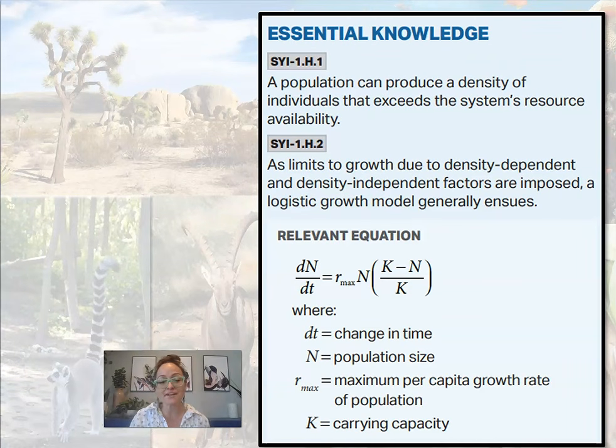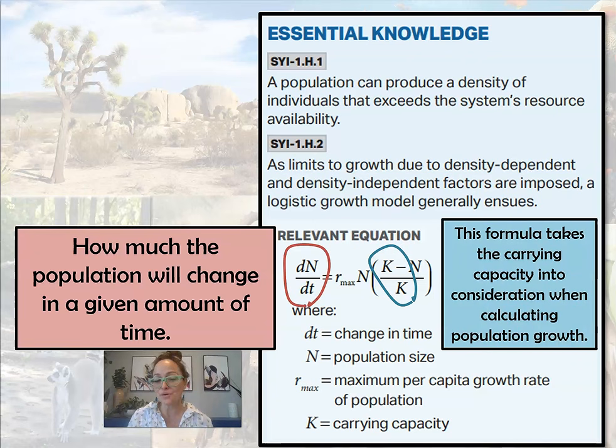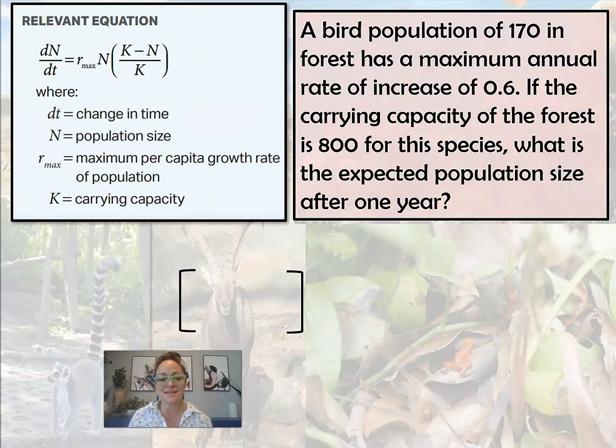So there is a formula that goes with taking into account carrying capacity. Here, I like to think about this left-hand side as how much will the population change in a given amount of time. So we have our R max still, but we also now take into account that there is a carrying capacity. It's going to get intense. As the population gets closer and closer to that carrying capacity, it's going to be harder and harder to survive. And that's why we include K in this formula. So let's go ahead and see just one example.